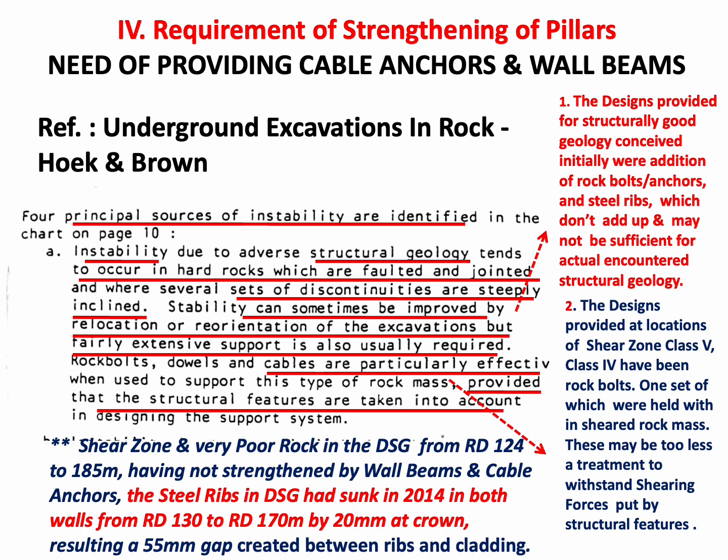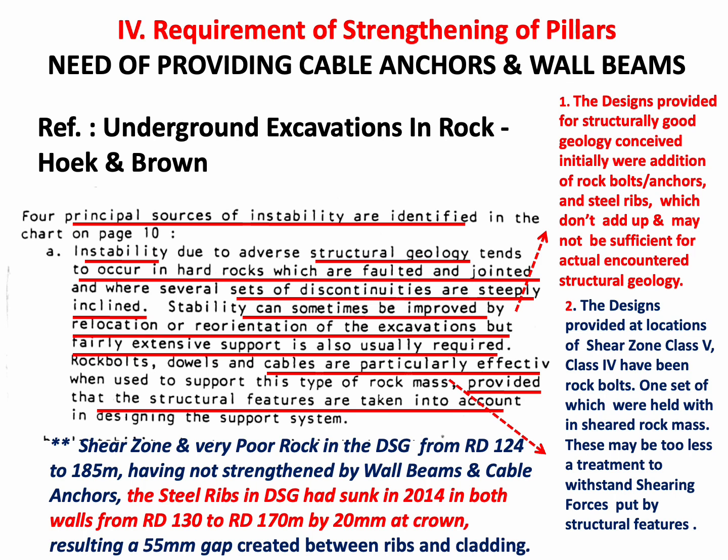The designs provided at locations of shear zone class 5, class 4 have been rock bolts, one set of which were held within the shear rock mass. These may be too less a treatment to withstand shearing forces put by structural features. Now, talking of the pillars which are intersected by the shear zone, the designers had given additional crisscross rock bolts to stitch the shear zone.